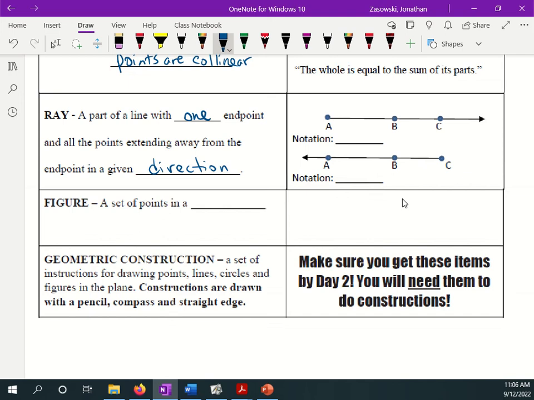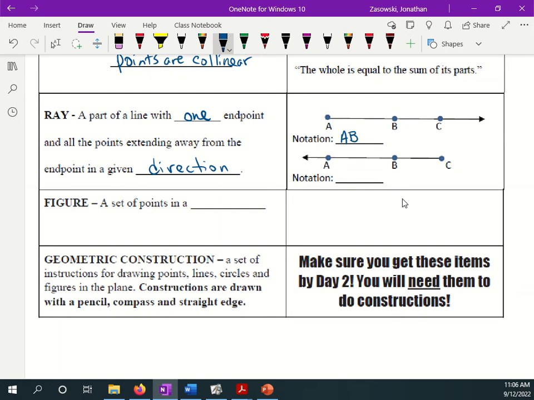Okay, a couple options for names. Kendall, if I want to name this ray up here, it has to start with what letter? A, because that's where the ray begins, that's the endpoint, right? And it has to have another letter that it goes through on its journey. So we would say this is ray AB, and then I also need to indicate it with the symbol over the top. You guys remember the symbol?